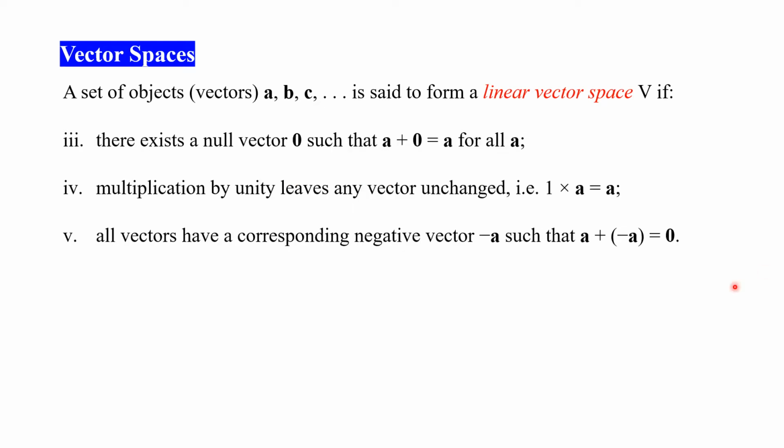The next property is that there exists a null vector 0 such that A plus 0 is equal to A for all A. Next, multiplication by unity leaves any vector unchanged. That is, unity 1 times A is equal to A. And lastly, all vectors have a corresponding negative vector, negative A, such that A plus negative A is equal to 0. So these are the 5 properties of vector spaces, which are a set of objects or vectors that forms a linear vector space V.